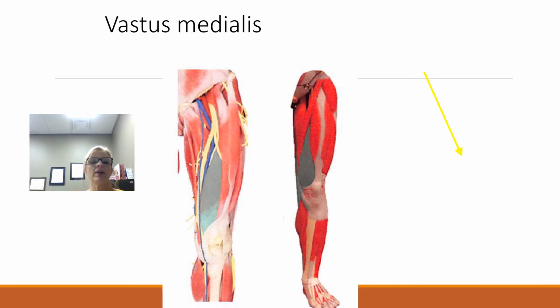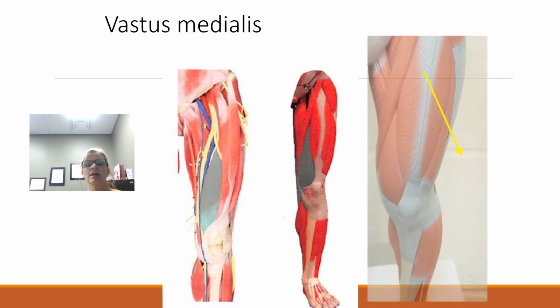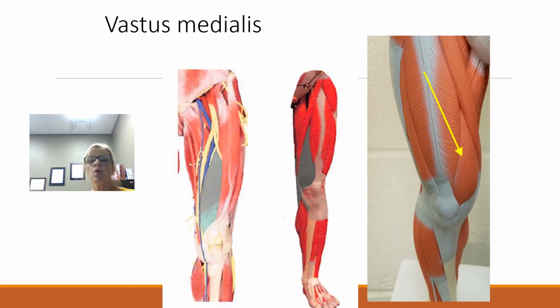All right, so here we have the vastus medialis. This is the most medial of the quadriceps muscles. The origin is between the greater and lesser trochanter of the linea aspera on the femur. The insertion is the quadriceps tendon, and the action is going to be to extend the knee, which is to straighten it out. All right, that's it on that one.